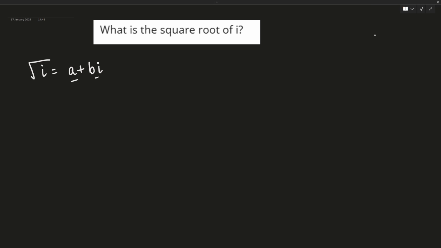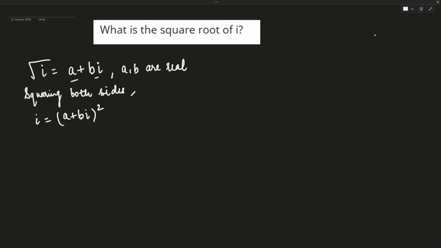So we'll just assume that root i = a + bi, where a and b are real numbers. Now what we'll do is square both sides. Squaring both sides gives us i = (a + bi)².